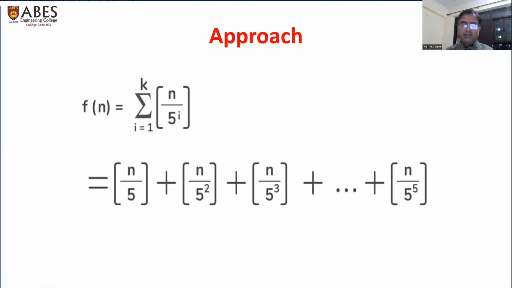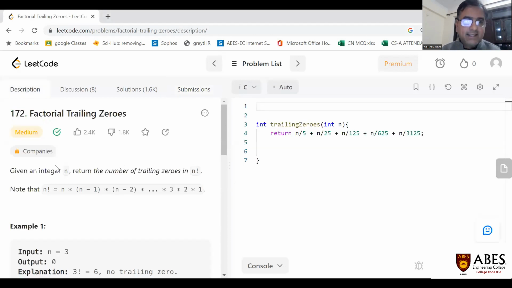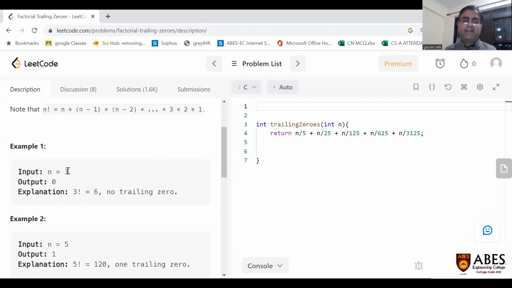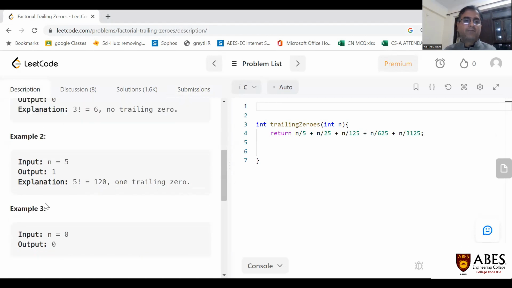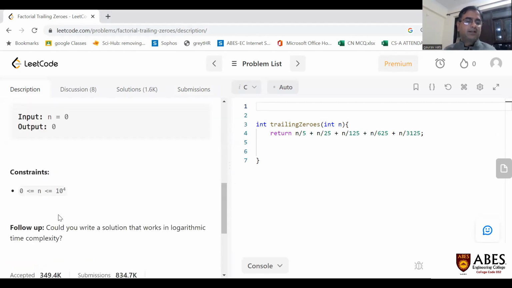Let me go to the page where I'm taking this problem. This is the LeetCode platform I was talking about. You can see the problem statement is the same: a given number is n. I've taken all those slide things from here. This is my reference slide. There's also another example: if the value of n is 0, that means factorial 0 is 1, so there will be no zero, and that's why the output is 0. The constraint is 0 to 10 to the power 4.